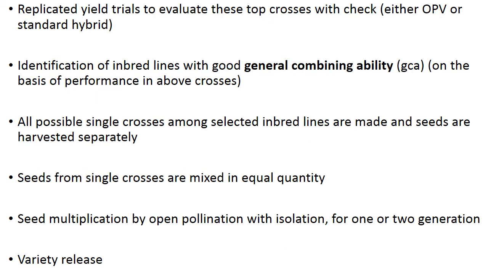Crossed yield trials to evaluate these top crosses with checks are done. Identification of inbreds with good general combining ability. All possible single crosses among selected inbred lines are made and seeds are harvested separately. Seeds from single crosses are mixed in equal quantity. Seed multiplication by open pollination with isolation for 1 or 2 generations, then go for varietal release.